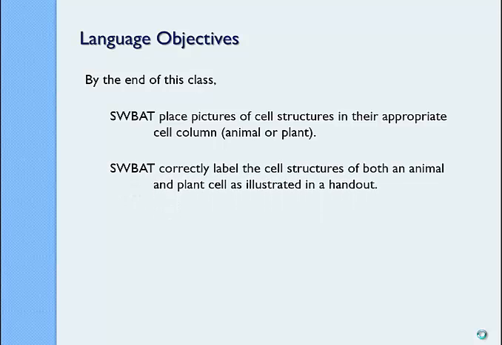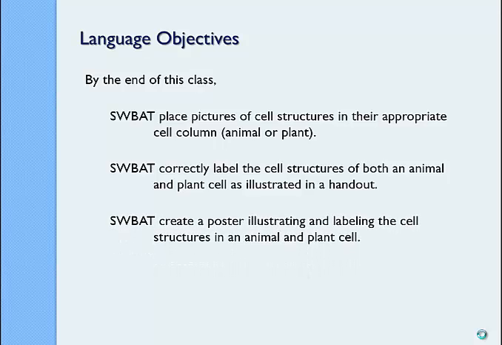Students will be able to correctly label the cell structures of both an animal and plant cell as illustrated in a handout. So here on the handout you may have the vocabulary needed and blanks attached to the picture, and all they have to do is put the words in the right blanks.